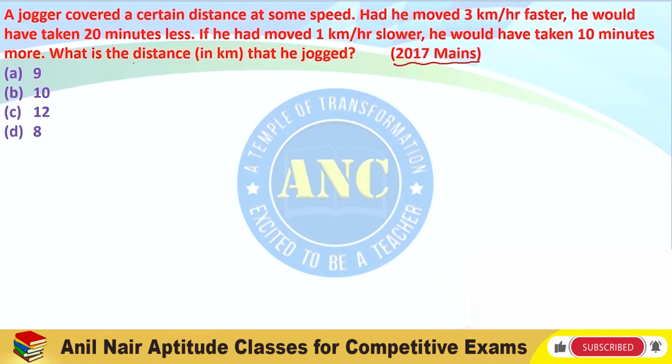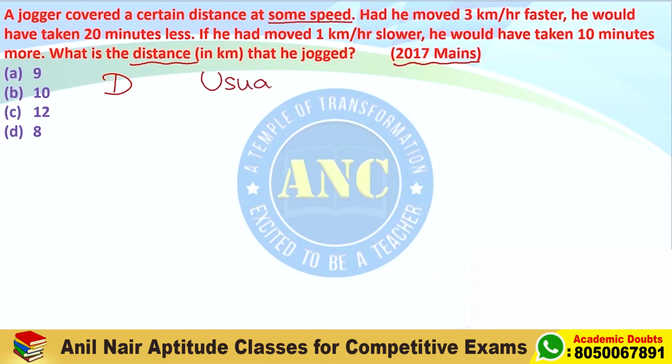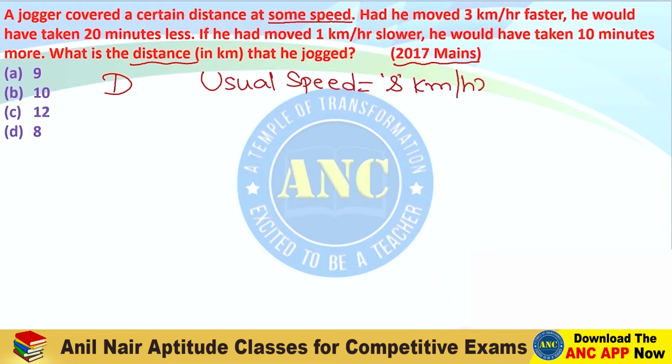Now see here, I don't know the distance. Let me call it capital D, for example. I don't know the usual speed. They are saying that he is traveling at some speed. So that usual speed, I will keep as S kilometers per hour, for example, right? Why am I discussing this variable method? This variable method is also not too time consuming. In fact, that is the reason I am teaching this method also.